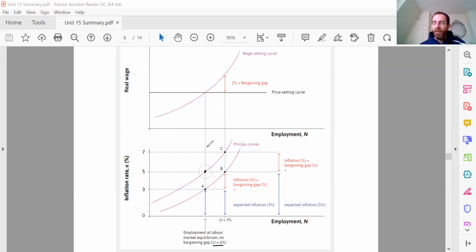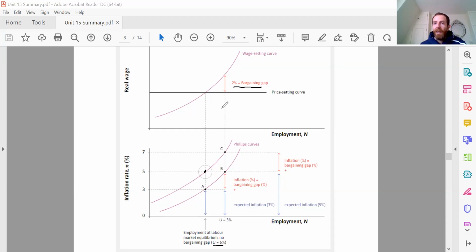But then when they actually go out and spend their money over the next year, they're going to realize prices have also gone up by 5%. So our real wages haven't actually increased at all. So we're kind of back where we started. And what does that mean in terms of the bargaining gap? It means it's still there. There's still a 2% bargaining gap.